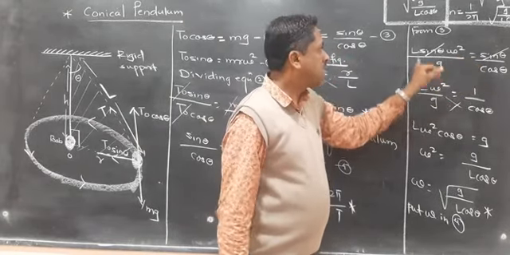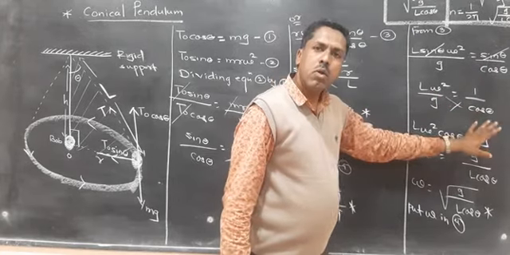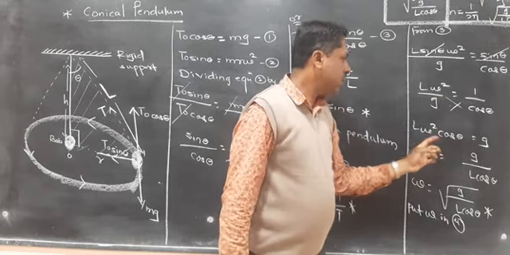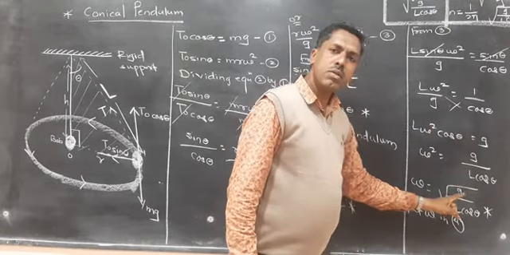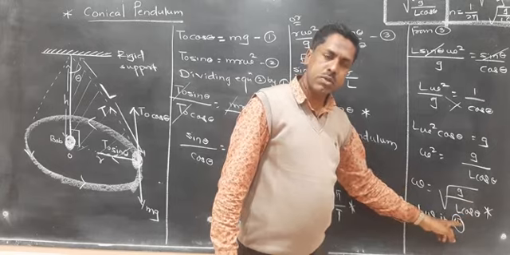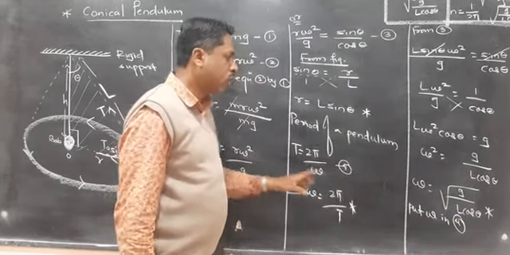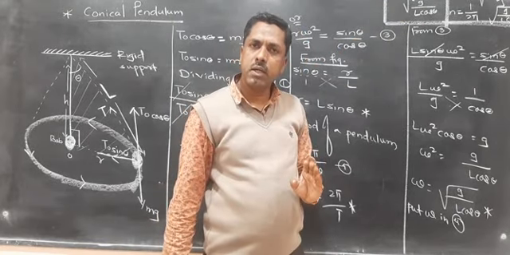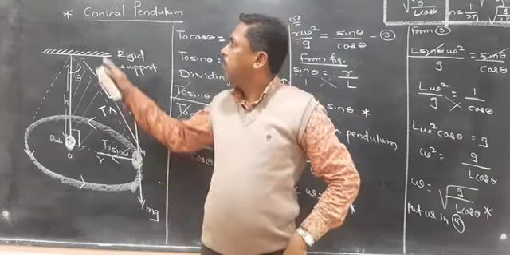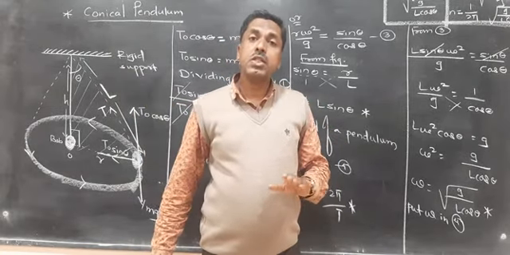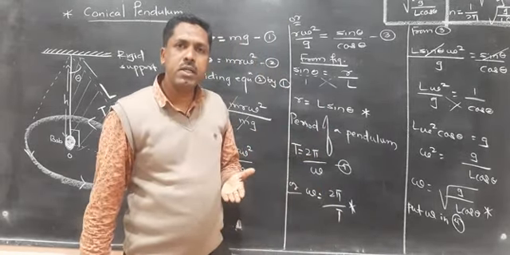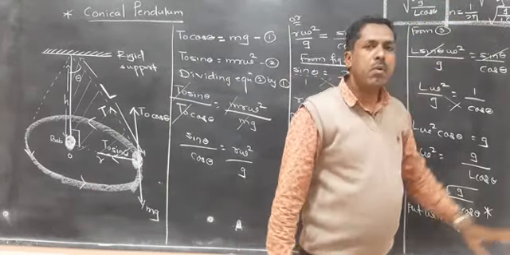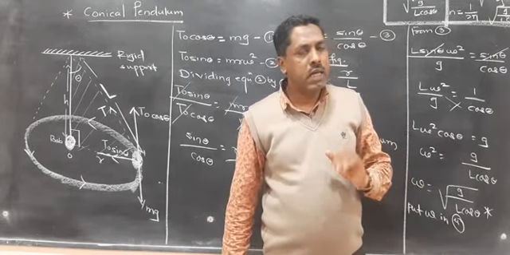Sin theta gets cancelled. L omega square by g is 1 upon cos theta, or taking cross product, L omega square cos theta is equal to g, or omega square is equal to g upon L cos theta. Omega is equal to under root g by L cos theta. Put the value of omega in equation 4. We get T is equal to 2 pi under root L cos theta upon g. This is the required formula for the period of a conical pendulum. Since period is the reciprocal of frequency, we can write n is equal to 1 upon 2 pi under root g upon L cos theta. Watch it carefully.